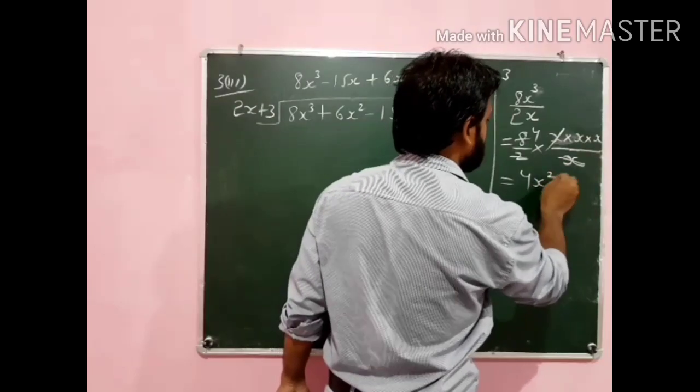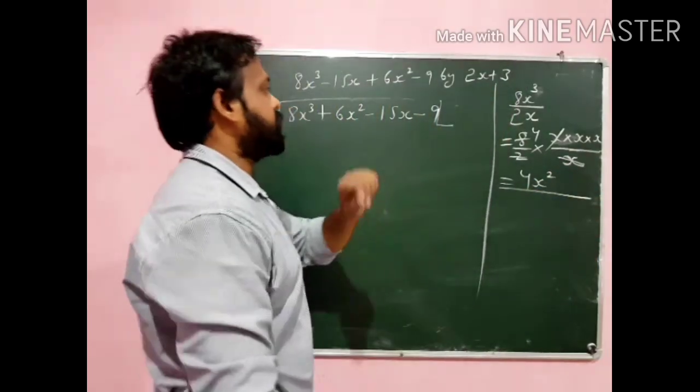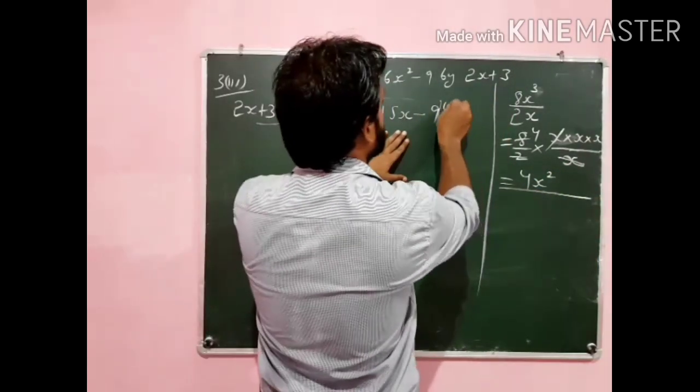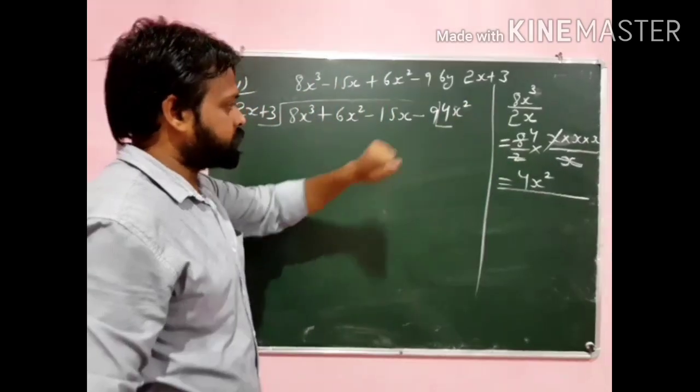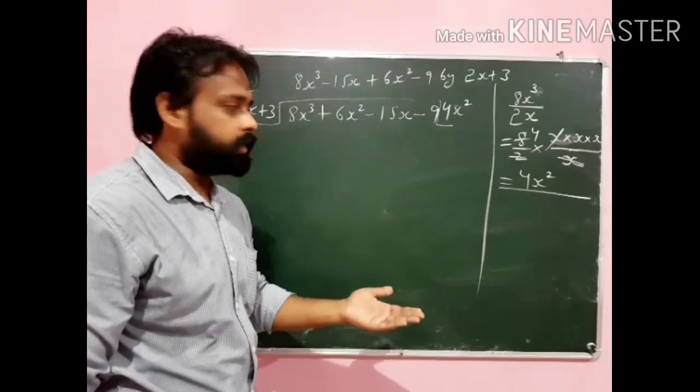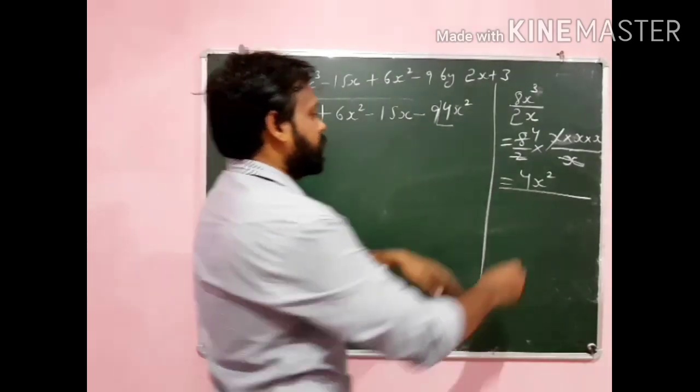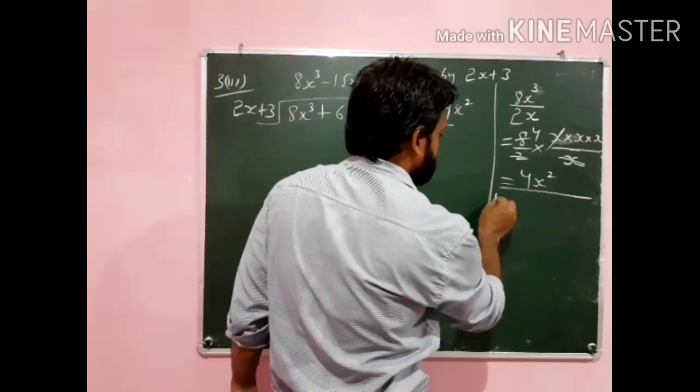x into x is x square. So this is my first step. You can write it here. It will go with 4x square. I hope this is clear to you. Now, what is the second step?